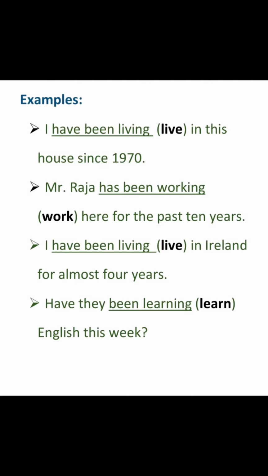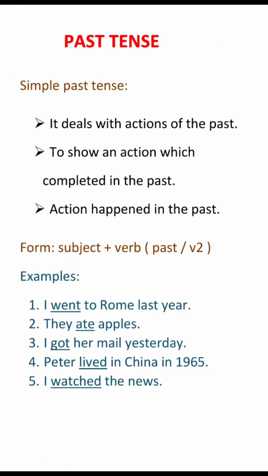Next we'll see past tense. What is past tense? Past tense deals with actions of the past. To show an action which completed in the past. Action happened in the past. Subject plus verb. Verb is in past tense.